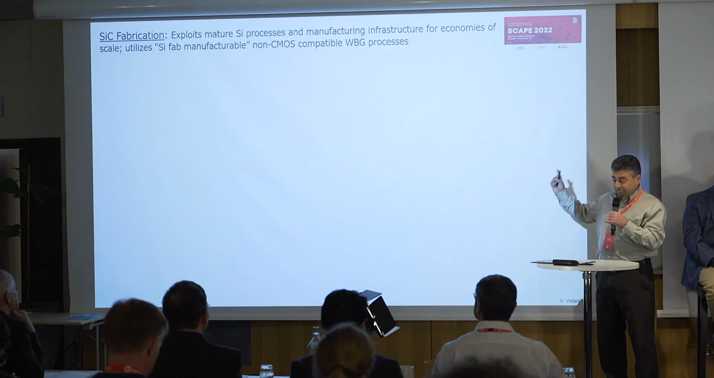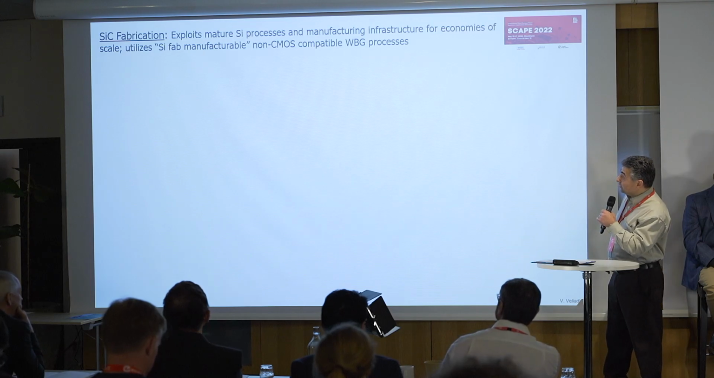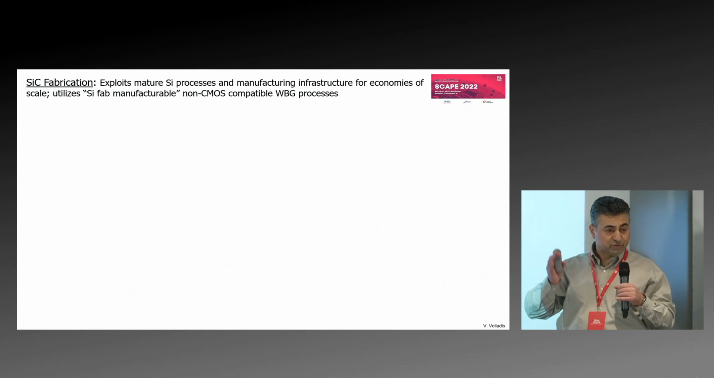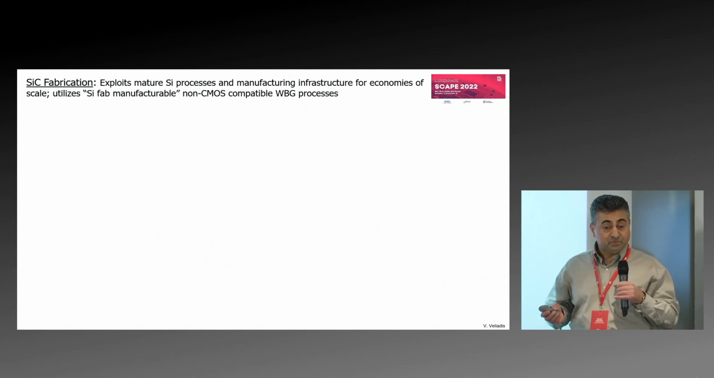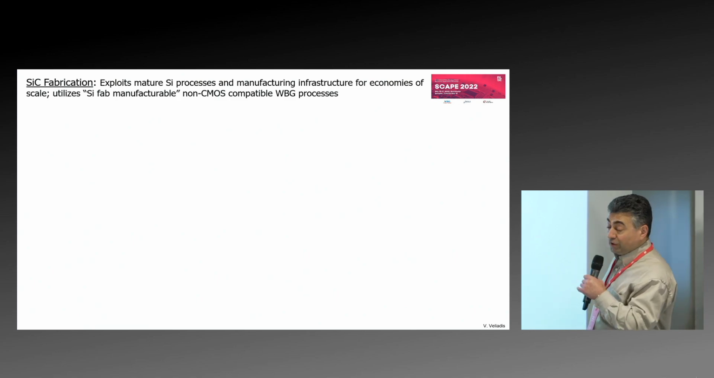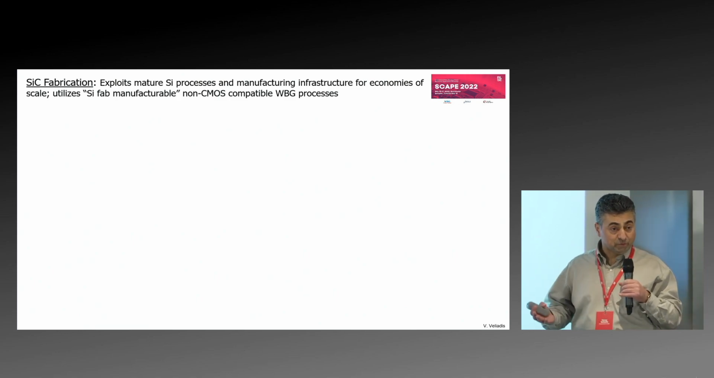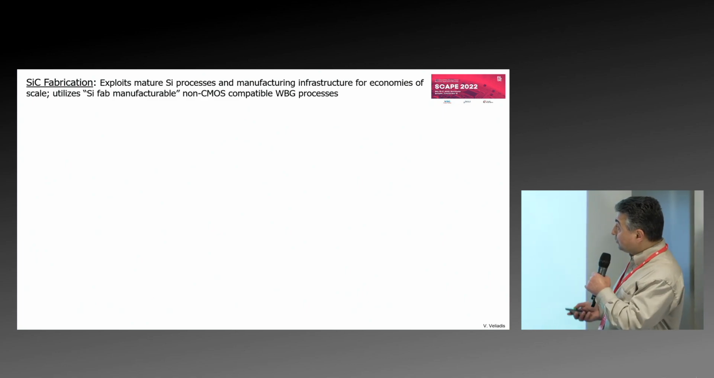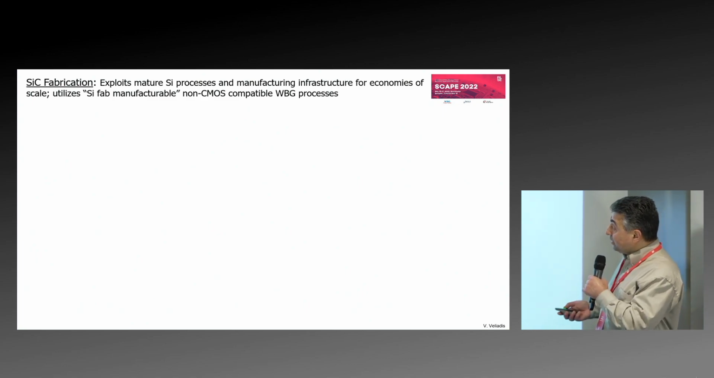Okay, so the next thing I'll talk about is the fabrication. Today we know that most of silicon carbide is made in silicon fabs that have introduced equipment to allow for silicon carbide fabrication, and that allows you the economies of scale, and that's a very good way to keep the cost down. So that's where we are today.